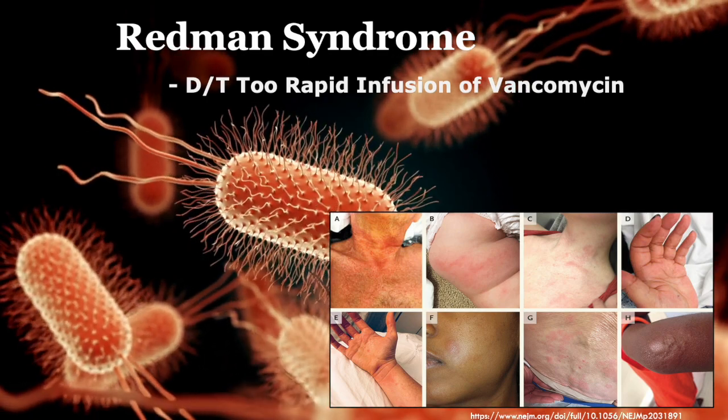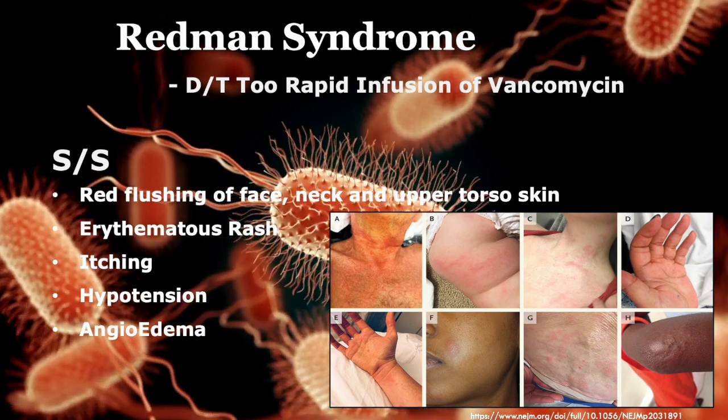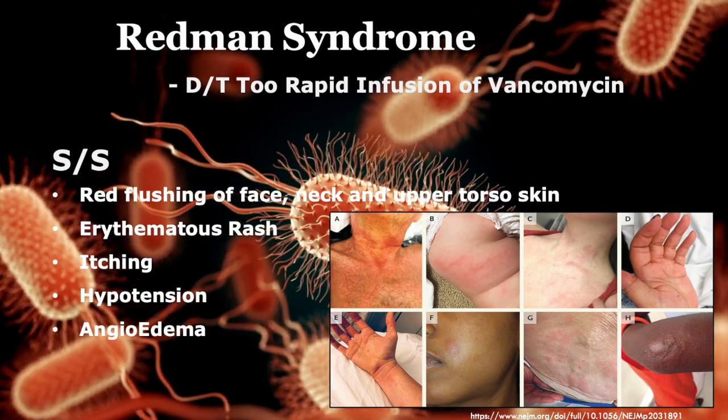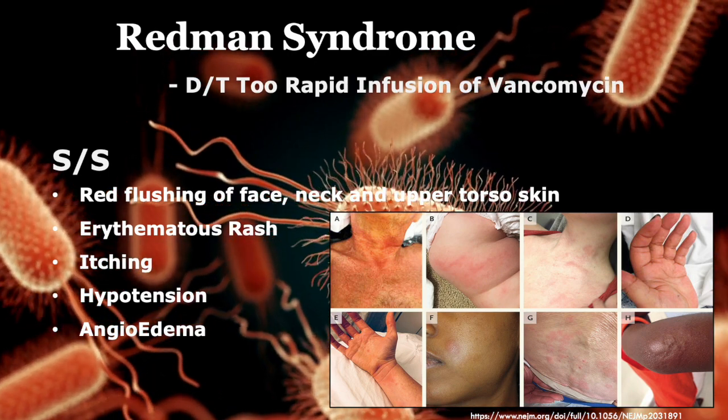Vancomycin is a glycopeptide antibiotic used to treat a number of gram-positive bacterial infections, including those caused by methicillin-resistant Staphylococcus aureus, and it works by inhibiting cell wall synthesis. Red man syndrome is an infusion-related reaction to the vancomycin. It is not an allergic reaction, but a histamine release caused by rapid infusion of the drug. The name comes from the characteristic red flushing of the skin, particularly on the face, neck, and upper torso. Symptoms can also include itching, erythematous rash, and in severe cases, hypotension and angioedema.